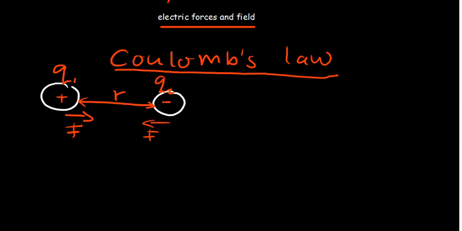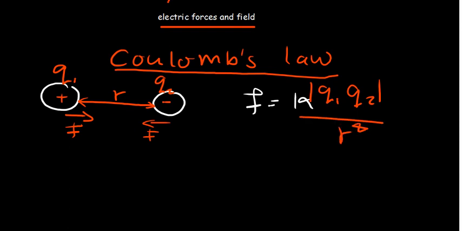According to Coulomb's law, the electric force is equal to K times Q1 times Q2. The electric charges have to be in modulus, because we are taking the absolute values, over R squared. So here we have R squared.